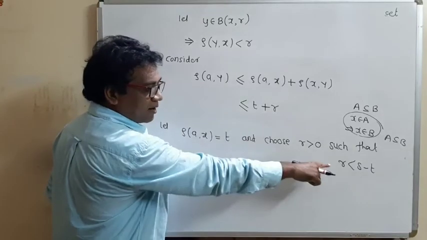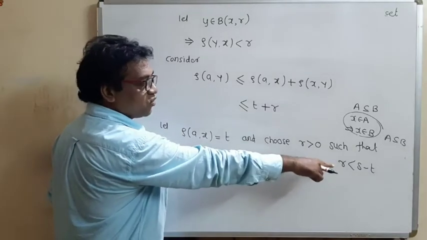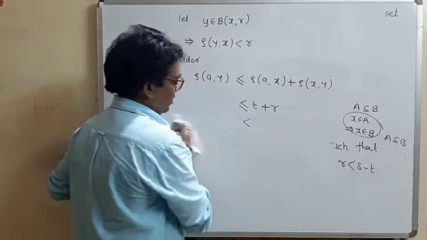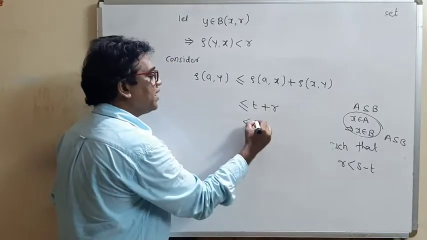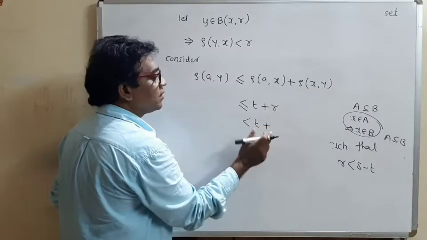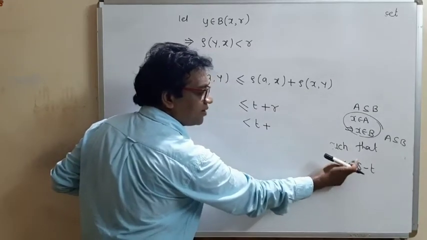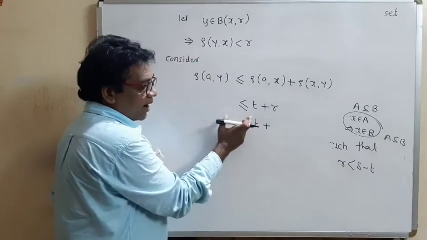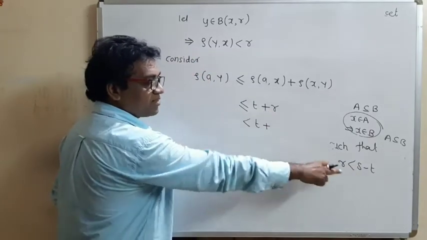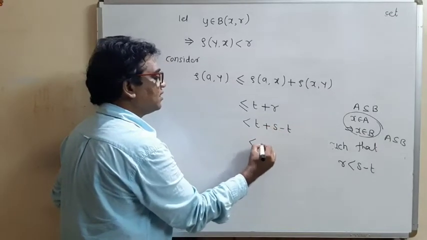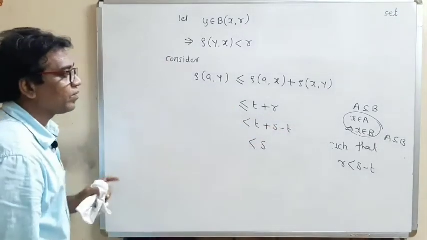Now this R is less than S minus T. So use this inequality. Use this value T as it is, plus replace this R by S minus T, taking the sign less than. So T gets cancelled, and this is less than S.